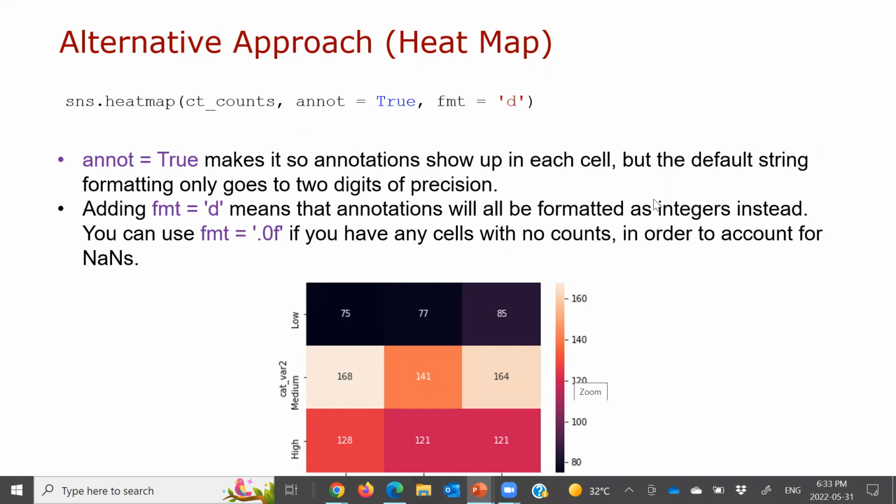Let's go back here. Again, I'm moving fast on this because it's not that important. As you can see, usually by default, it's a string. But if you want to put it as integer, what do you put? FMT formatted as D for integer. If you want to format it as a float, you put 0.05. So if you have any cell with no counts, in order to account for NaN.